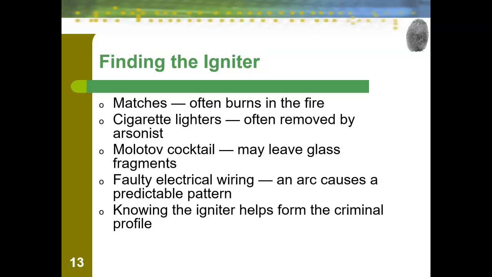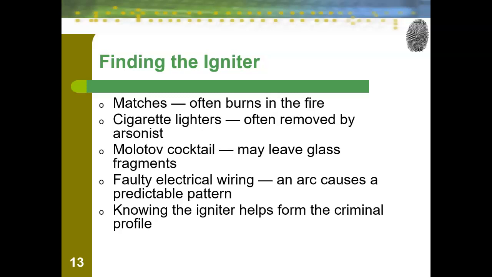Something a fire investigator also wants to find is the ignition source. Now, there are many different ignition sources out there. These are just a few of them. You could have matches. These can be a difficult ignition source to identify because matches typically burn up in the fire. They are just little sticks of wood. They're often gone. Cigarette lighters, oftentimes if an arsonist has chosen to use a cigarette lighter, they are going to take it with them, so it's not going to be left at the scene.